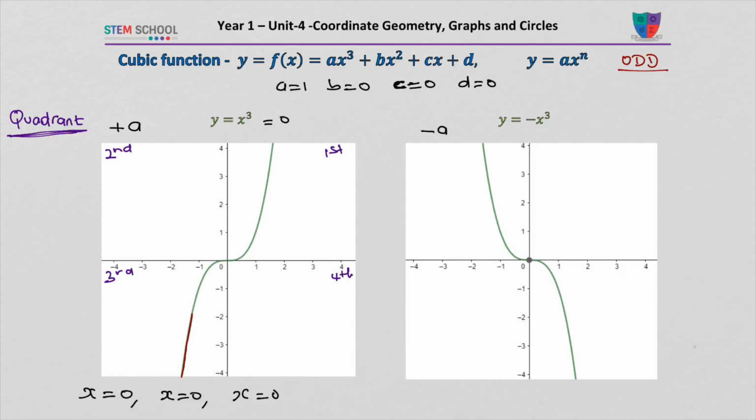So it goes up like that. At 0, it's crossing it 3 times. And then it goes up like that. So that's how to sketch the curve.